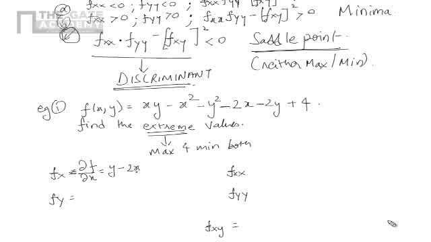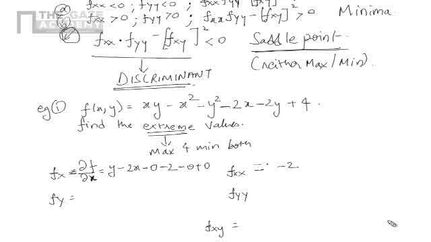X square on differentiation will give 2x. Y square on differentiation will give 0, because it's a pure function of y and we are differentiating partially with respect to x. 2x will give me minus 2, 2y again will give me 0 because it's only a function of y, 4 will again give me 0. So this is what I am left with, y minus 2x minus 2. And fxx will give me minus 2.